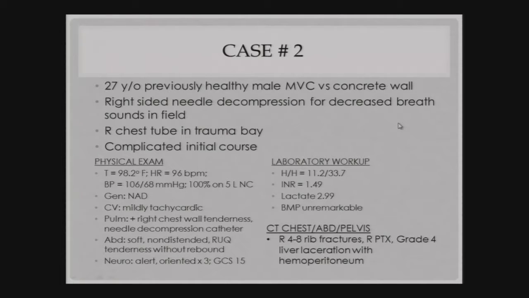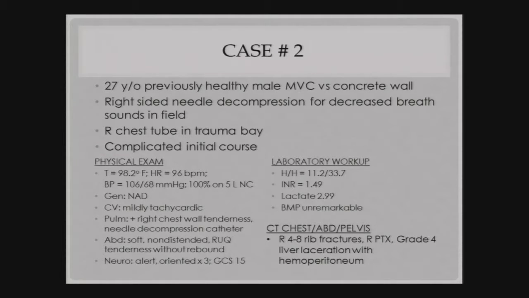but his initial vitals, again, mostly stable. He's not quite hypotensive yet with a systolic greater than 90, heart rate of 96. He did have chest wall tenderness, and his abdominal exam was non-distended, but he had right upper quadrant tenderness without rebound. So his lab values are also seen here. His hematocrit was stable on initial presentation.